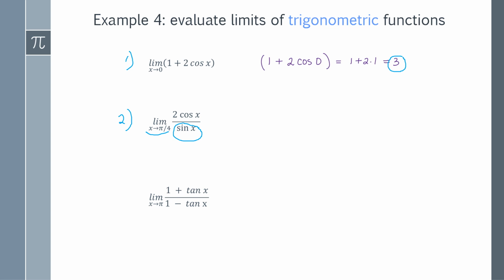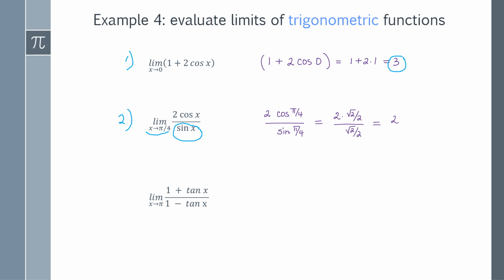X is going to pi over 4, and sine is non-zero there, right? We know what that value is. This is one of the standard values from the unit circle. Okay, so this turns out to be what? This is just 2 cosine of pi over 4 over sine of pi over 4. We can do that because now we know the denominator is not 0. Okay, and we get the same value.